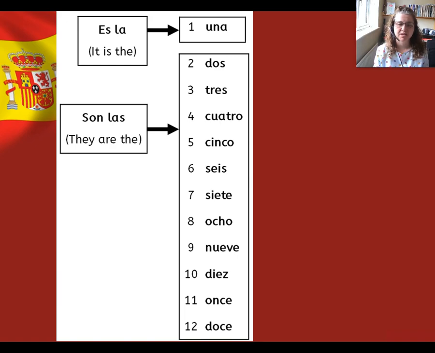Let's have a quick practice of those. Remember that when it's something to do with 1 o'clock, we have to say es la because it's singular. But for all of the others, they're plural, so we say son las before the number. So how would you say it is 8 o'clock? Son las ocho. How would you say it is 3 o'clock?